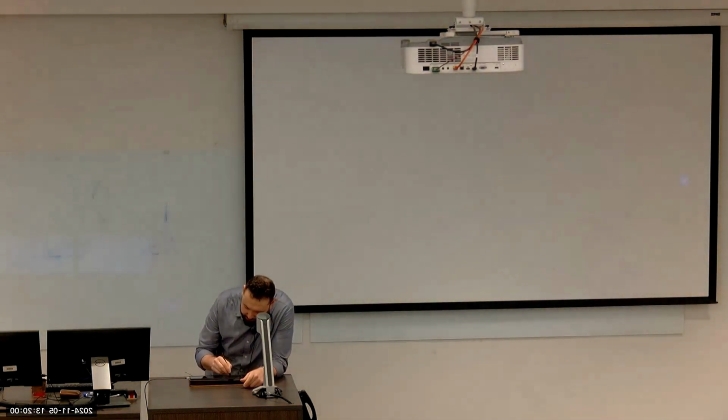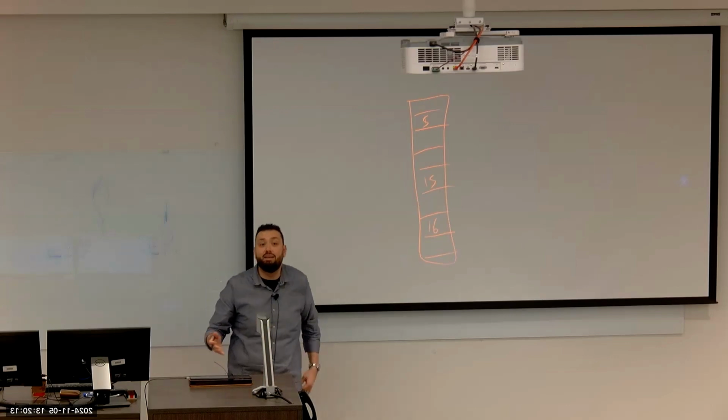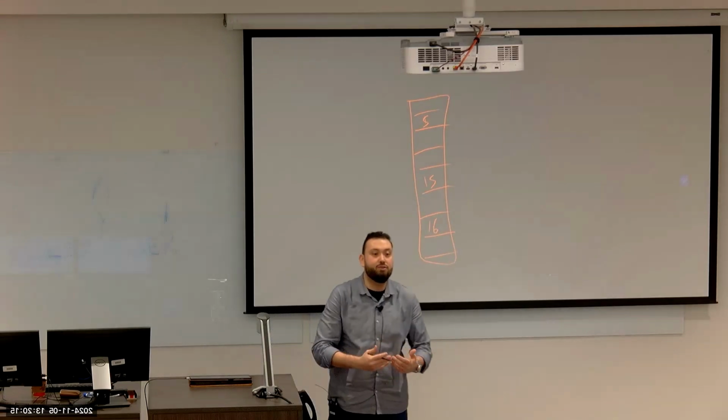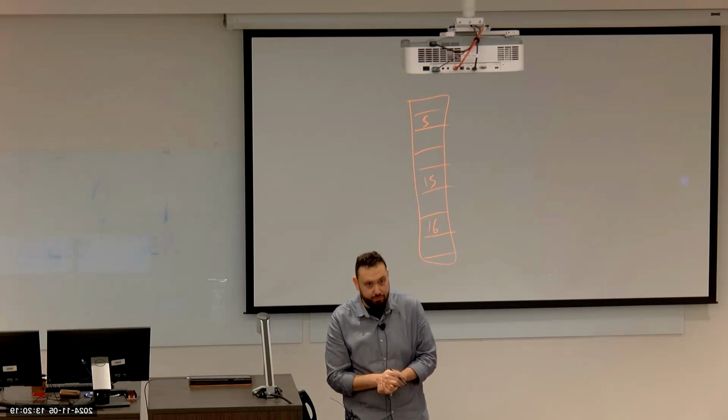We said if I have this table, and I have a value here of 5, and then I have another value here, 15 and 16. If it's spread like this, that means my chance is usually higher to have more efficiency, to be O of 1.